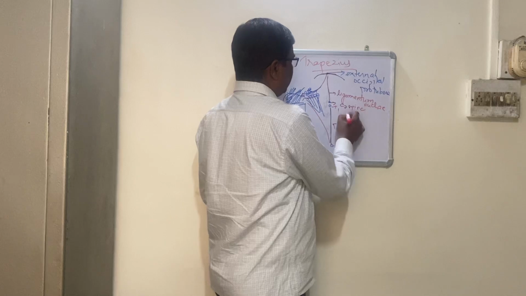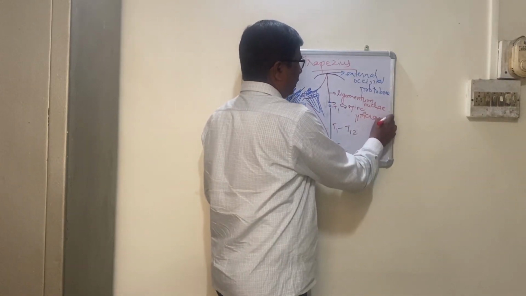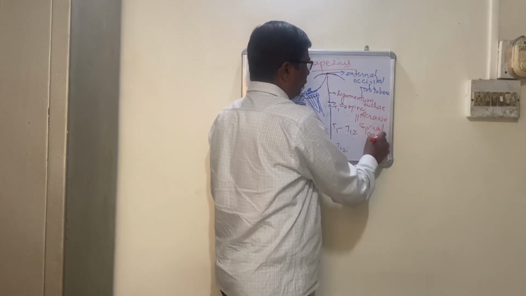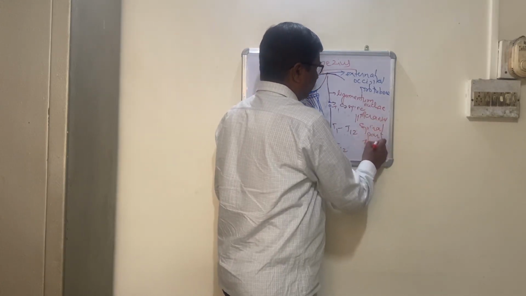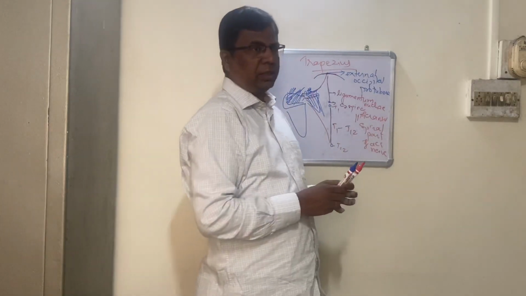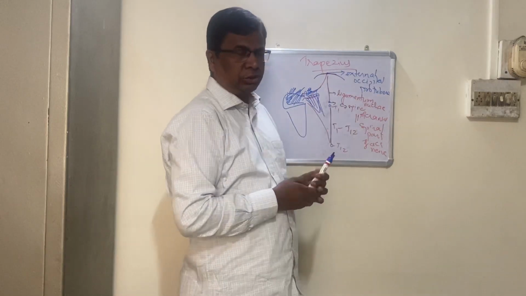Nerve supply of the trapezius is by the 11th cranial nerve. Now 11th cranial nerve is spinal accessory nerve, or you can say spinal part of accessory nerve. Okay, so that is the 11th cranial nerve. So I hope you have understood this, the origin and the insertion of the trapezius.